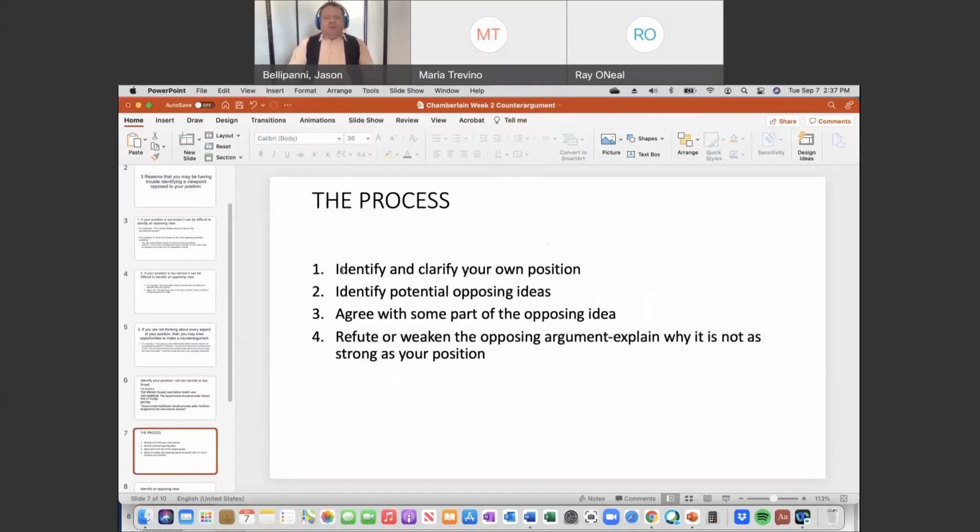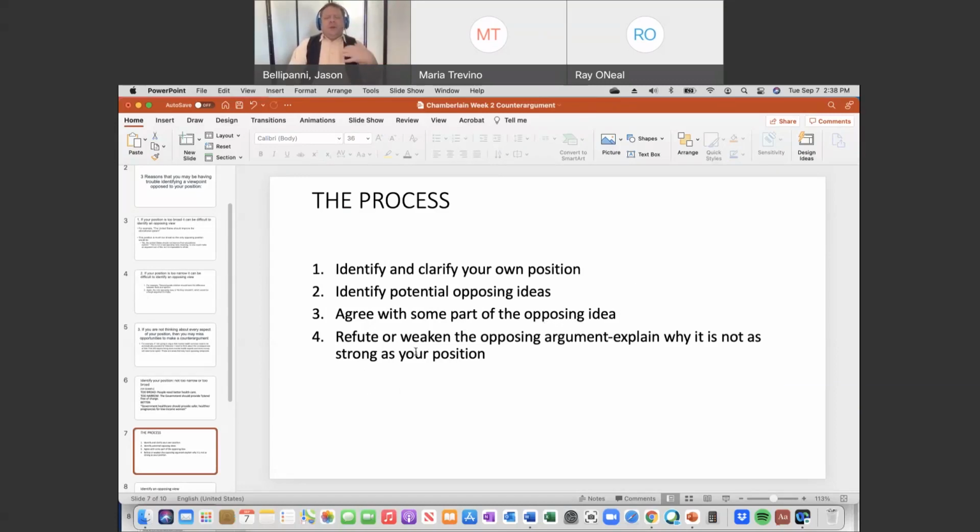So here's what everybody needs to do, right? You're identifying and clarifying your own position so that you can identify potential opposing ideas. For the discussion this week, you will agree with some part of the opposing idea, but then you will turn around and reassert your own position.